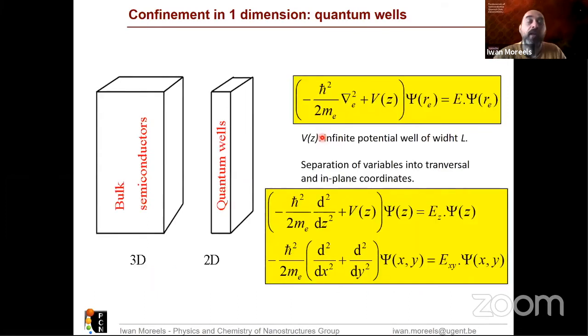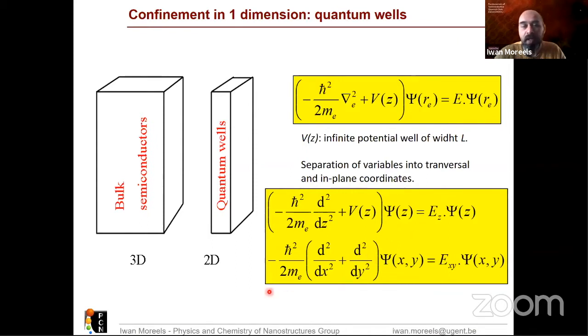Well, mathematically, we can say that we can solve the Schrödinger equation for the behavior of this electron wave function in 3 dimensions in this way. However, we can separate this 3-dimensional wave function into behavior along the z direction, the confined direction, and behavior along the xy direction.